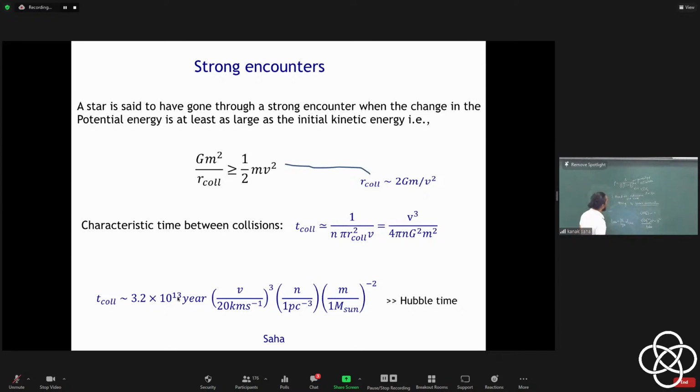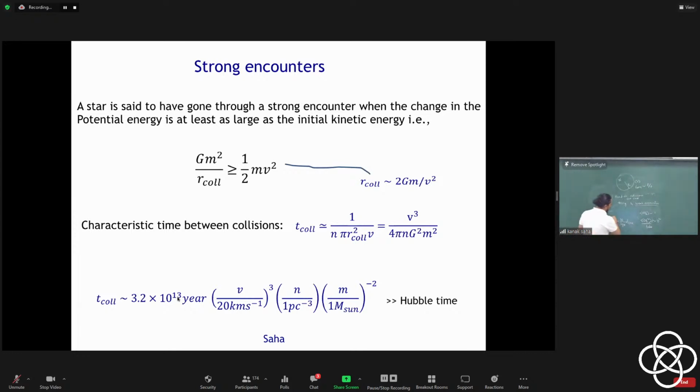What is crossing time? So imagine your galaxy is, let's say, a spherical galaxy of size r. It has n number of particles, and the average velocity is, let's say, v. That's the mean velocity in that. Then the crossing time is simply of the order of r over v.